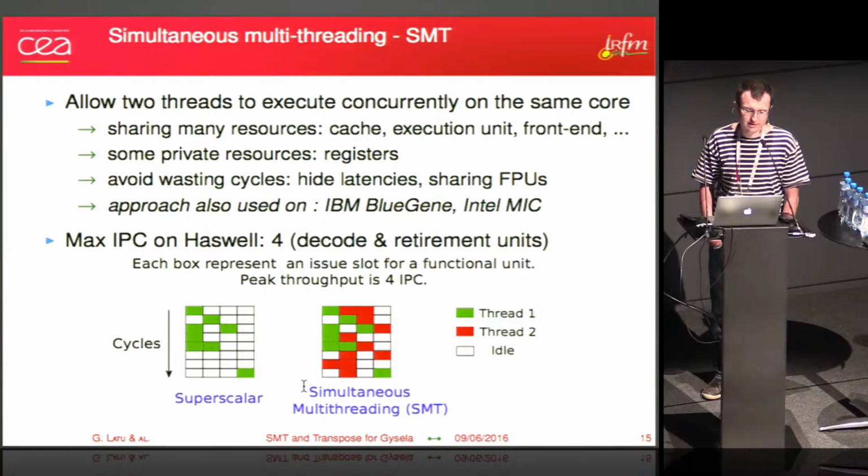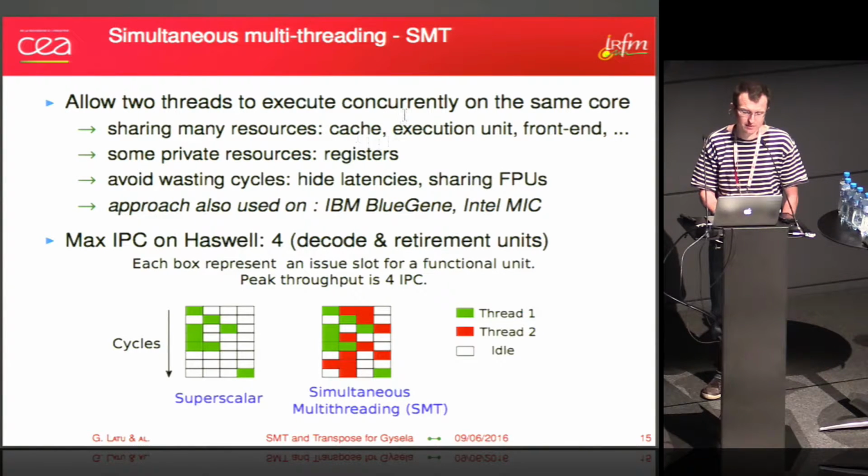So what is going on when we use simultaneous multithreading on an Intel processor? We allow 2 threads to execute concurrently on the same core. So we share many resources: cache memory, execution units, and the front end. But we have some private resources also, like registers. So with this approach, we can avoid wasting cycles. We can hide latencies to access memory, and we can share FPUs. And this is quite important.